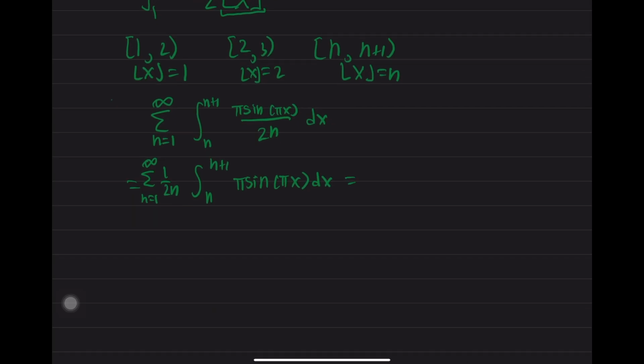So here, notice that we have pi sine of pi x. Well, it's very easy to tell that if we do a substitution t, this pi will be gone and we'll only have sine of t. So our integral is going to be negative cosine of pi x. So we have the sum from n equals 1 to infinity, 1 over 2n. We have negative cosine of pi x from n to n plus 1. So now we have the sum from n equals 1 to infinity, 1 over 2n.